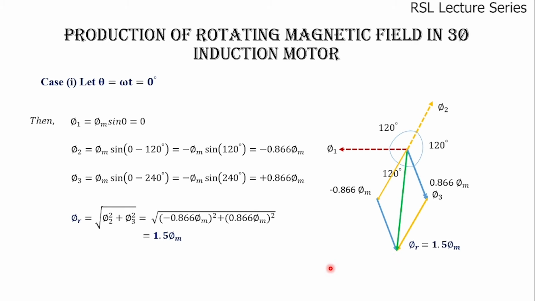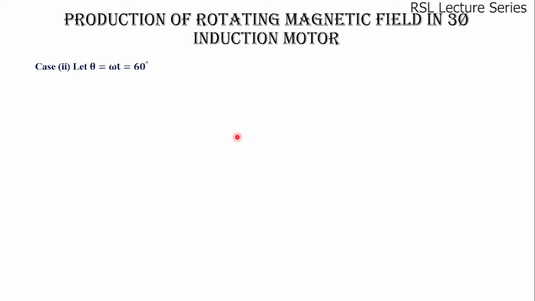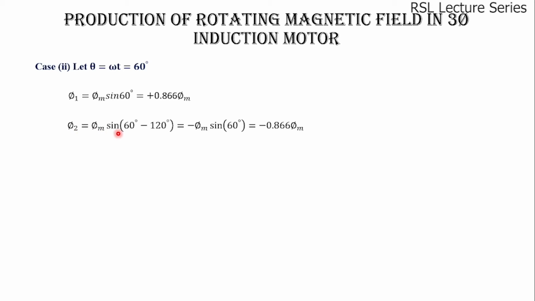Now we'll discuss case 2. In case 2, we have omega t equal to 60 degrees. So we have to substitute 60 degrees in phi 1, phi 2 and phi 3 equations. Phi 1 is phi m sin omega t, or phi m sin 60, so that is plus 0.866 phi m. Next, phi 2 is given by phi m sin (omega t minus 120). Omega t is 60 here, so 60 minus 120 is minus 60. Sine of minus 60 will be minus sin 60, so minus phi m sin 60 will give you minus 0.866 phi m.